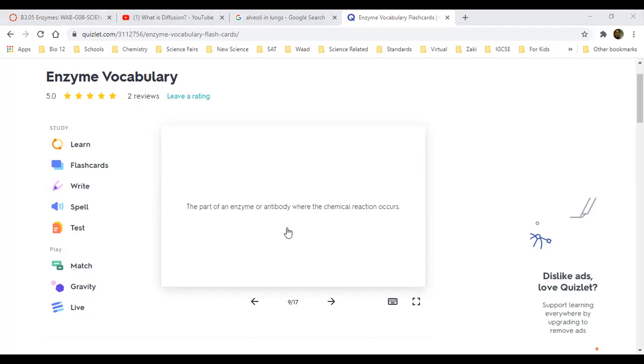Yes. So this is the part of an enzyme, no, it's not antibody. It's a part of the enzyme where the chemical reaction occurs and where the substrate gets connected.